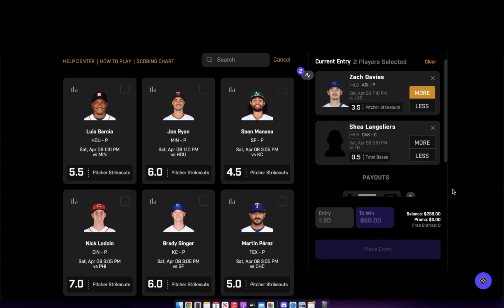All right, second prop on the board. It's going to be a total bases prop, and I want to talk about Shane Langeliers. Took me a little while to get the pronunciation of his last name correct. I wanted to say Langelier, overthinking it a little bit there. Shane Langeliers, 0.5 total bases. I like the over on this one.